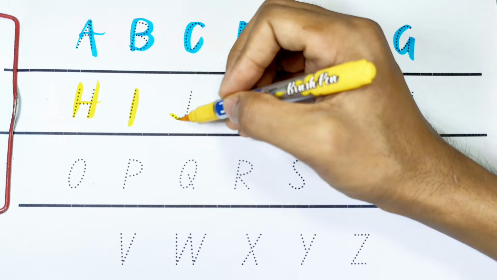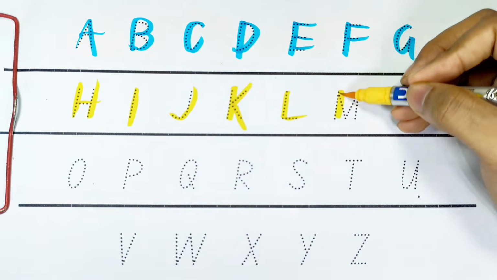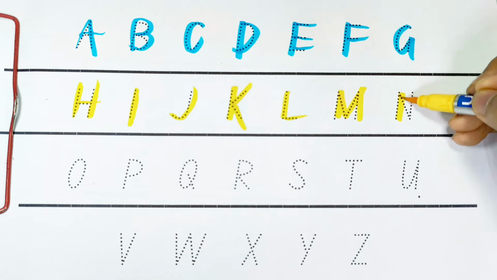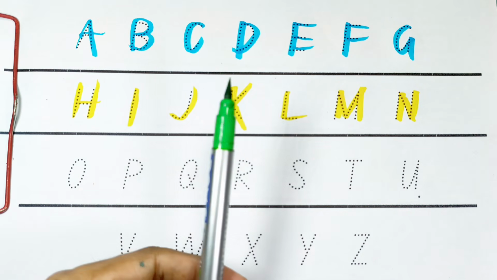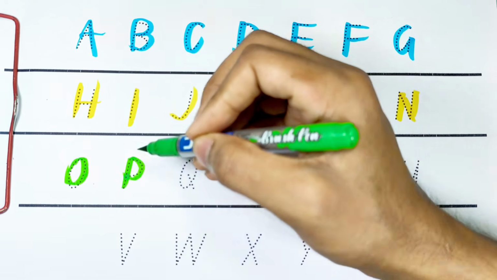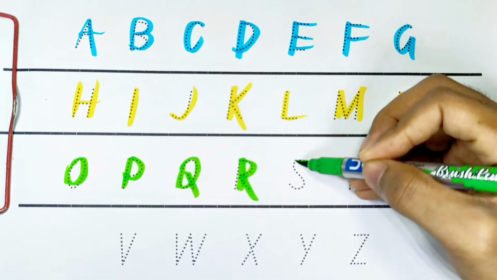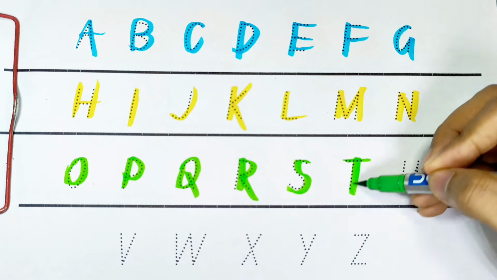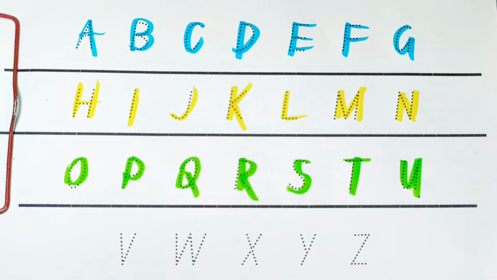I, J, K, L. L for lion, L for lemon, M for moon, M for mango, N for nose, N for nest. The next one is O. Light green color. The alphabet of O. P, Q, R, S for snake, T, U for umbrella. The next one is V.